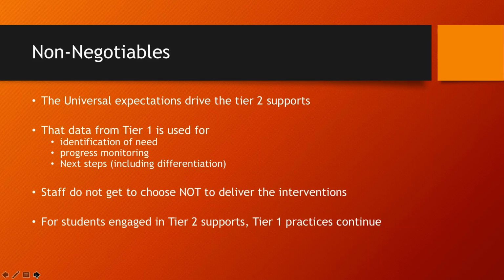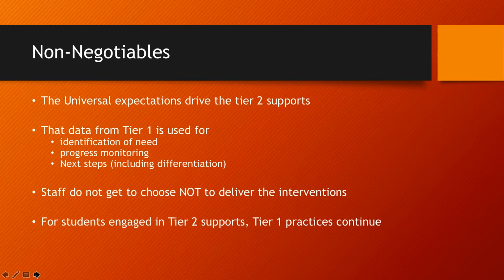The other piece is that the two are so fluid. The Tier 1 and Tier 2 supports are incredibly fluid and intertwined. Those students receiving Tier 2 support should still have access to everything happening within Tier 1, that universal teaching and reteaching, the school-wide celebrations, the acknowledgement system. We layer on that support rather than remove it.